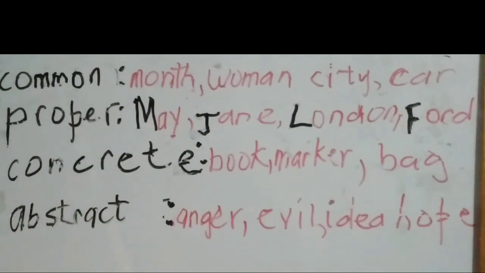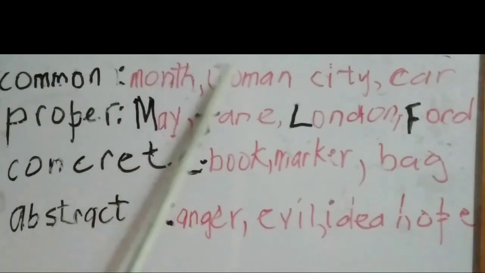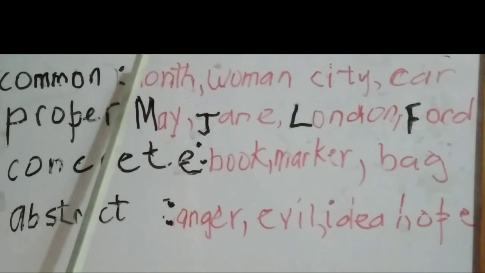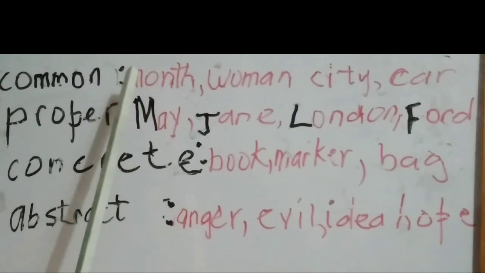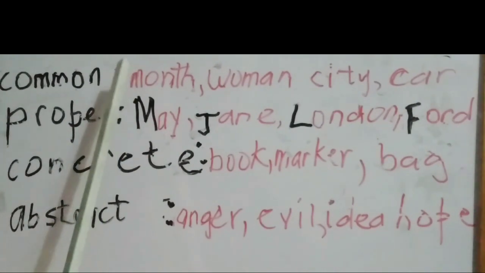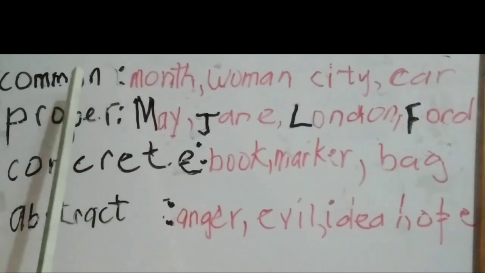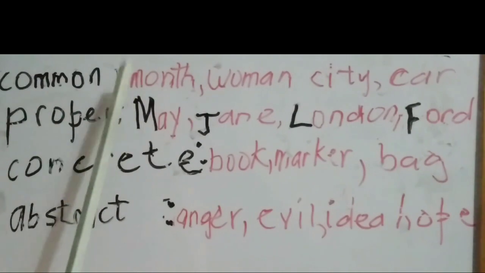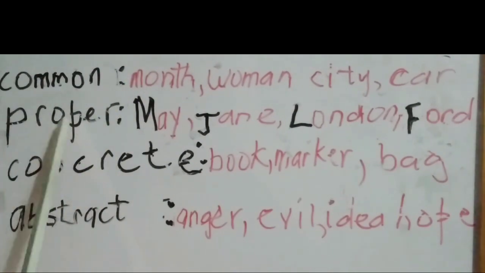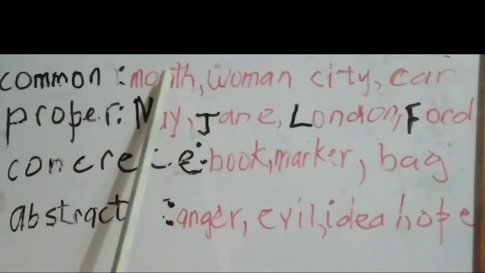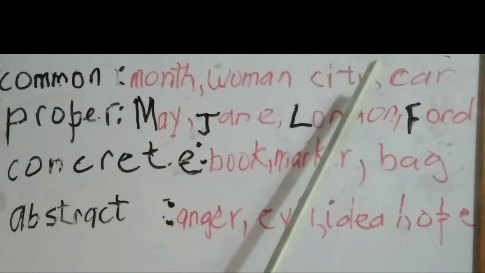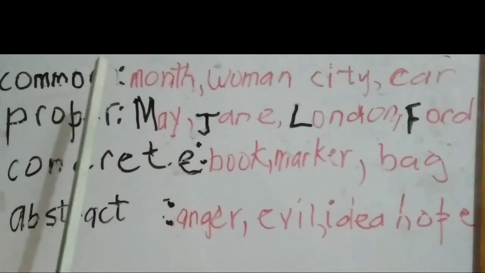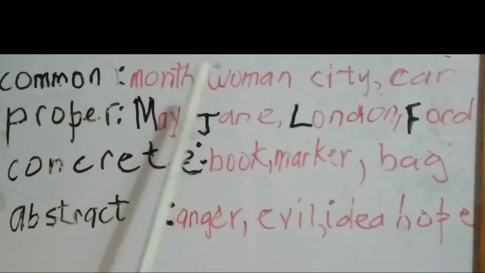So we're going to go to those over there. All right? So month. We have 12 months of the year, and month is a common noun. But if you're going to give the month a name, then we go into proper noun. So we're going to go to that. So we have month, woman, city, car. Those are all common nouns.